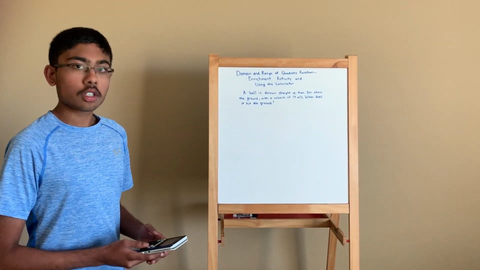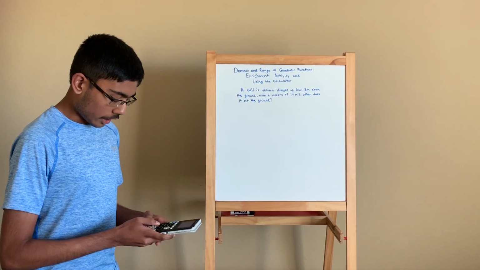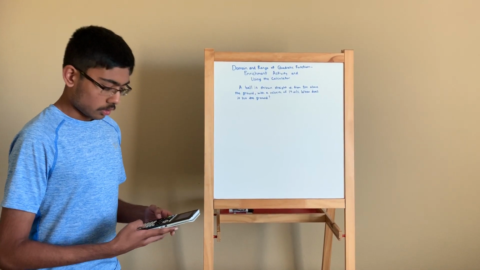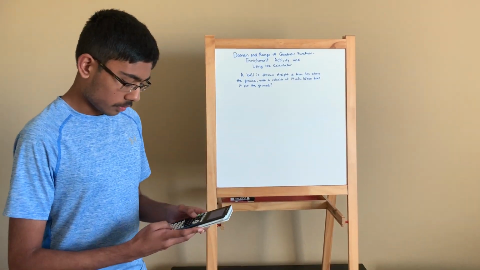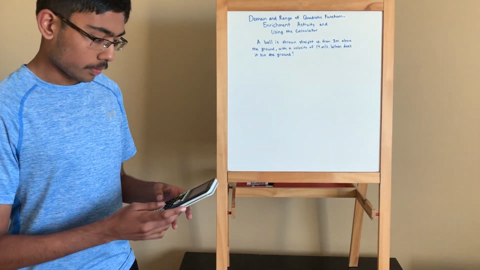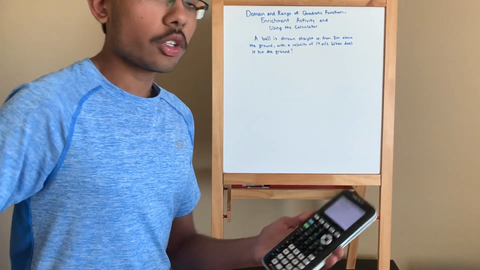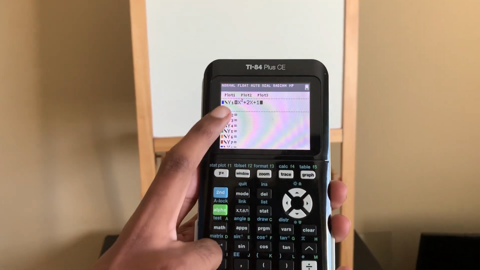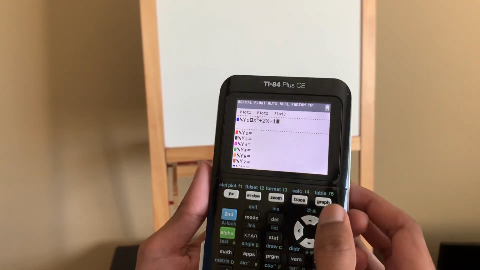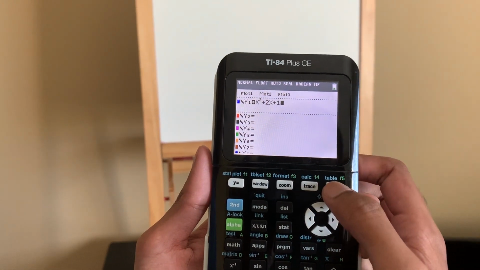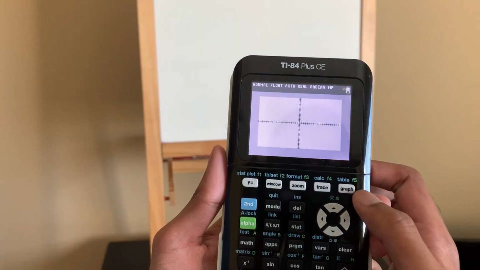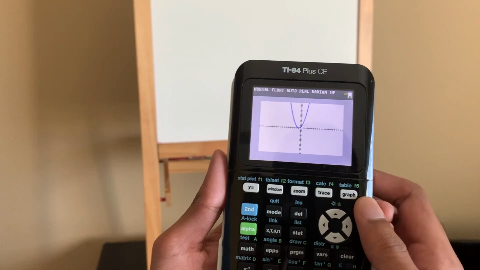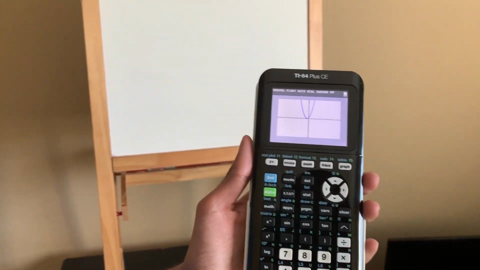Now let's use our equation x squared plus 2x plus 1. So simply what you need to do is, you need to go to y equals, type in your equation, and then you go to graph. As you see here, we got our graph.